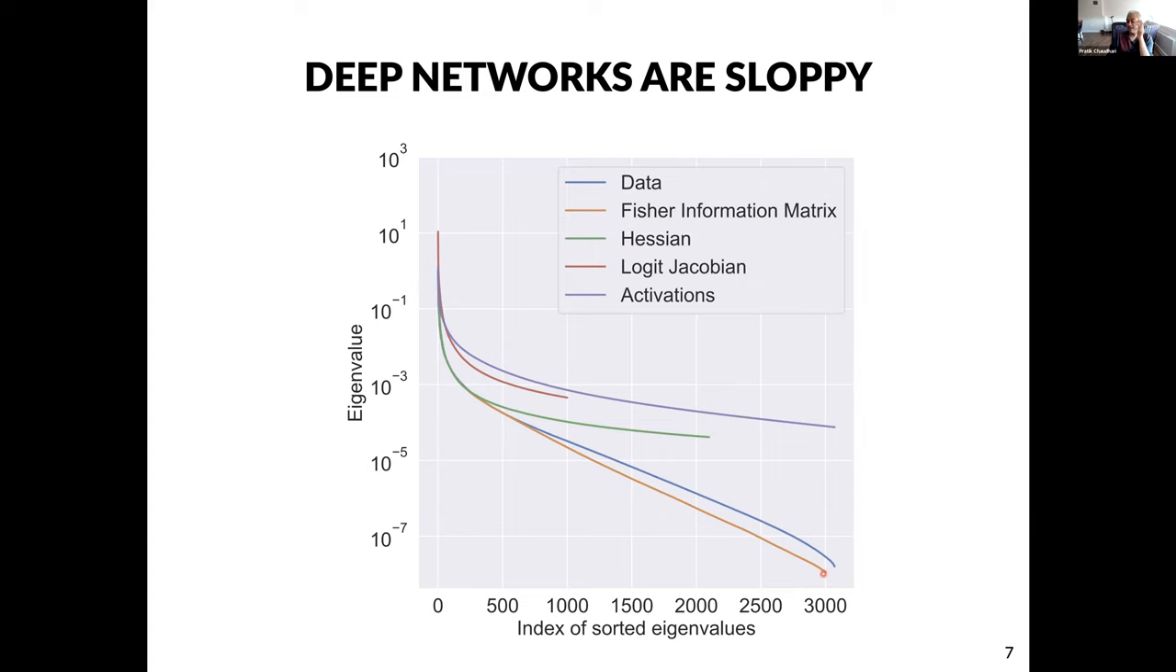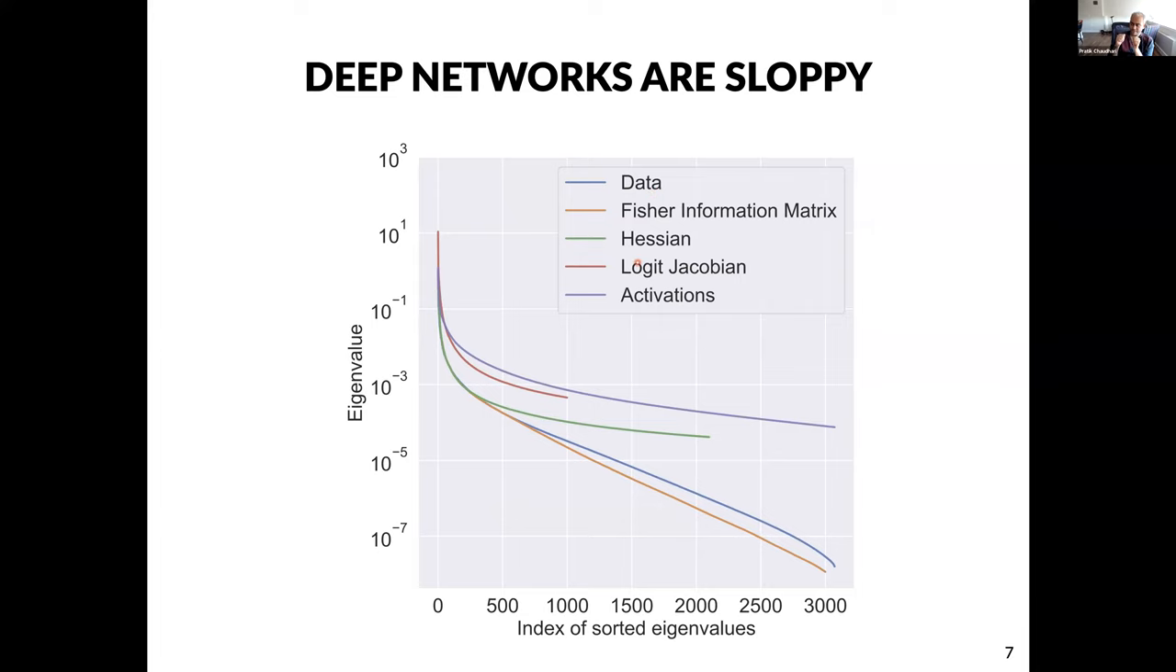This one we did like, let's say, the first 3000 eigenvalues. And you will notice that it also drops in the beginning and it also slopes with a very similar slope like the data matrix. Now, the cute thing about this is that the Fisher information matrix for linear regression is exactly equal to the data matrix. This is just a very simple derivation that you can do.